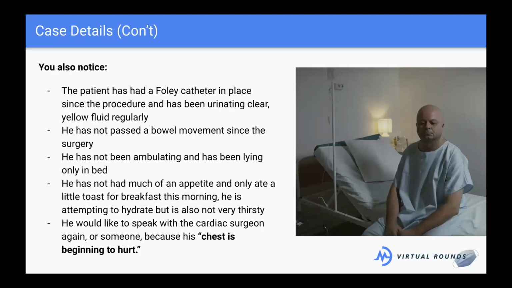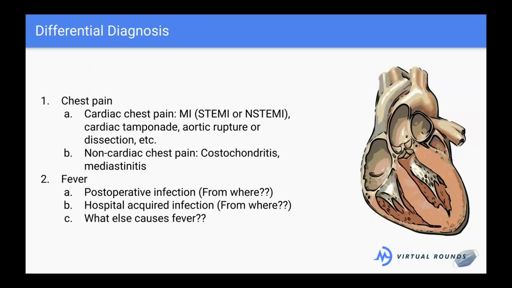You guys are doing amazing. So here's what I had thought. Here are some things that it could be. These are some cardiac pathologies, and these are some non-cardiac chest pains. So costochondritis is inflammation of the muscles that support the rib cage.